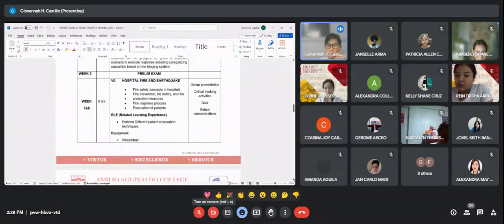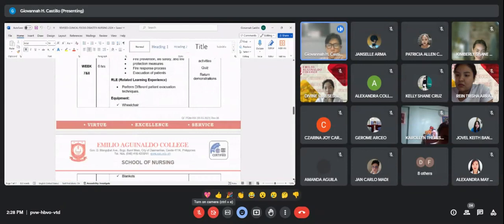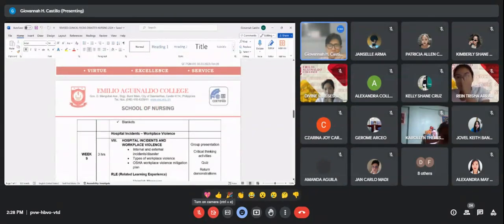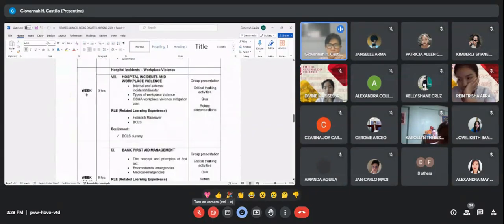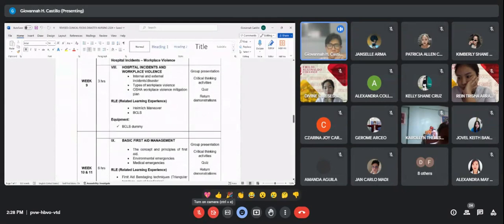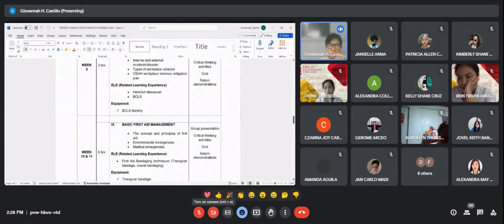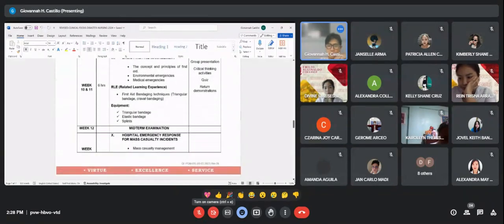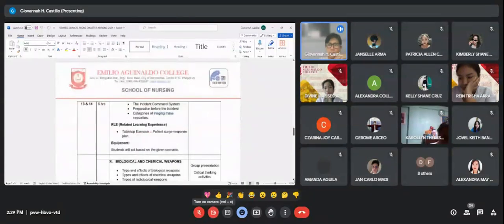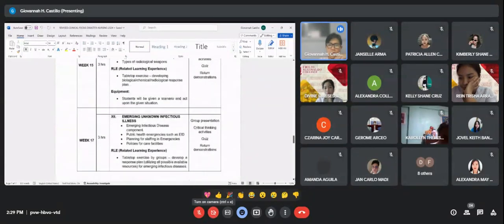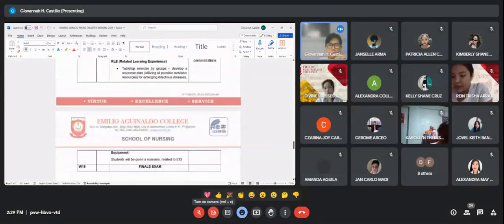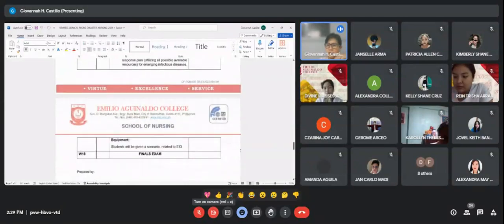Ganda to, dito talaga sa school yan. And pwede nyo gawin yung mga drills, mga return demonstrations sa field. Okay. Sige, hospital incidents or workplace violence, nandito pala yan. Basic first aid management. Okay. Yun. So, ito yung coverage ninyo ng inyong mga magaganap sa RLE sa inyong disaster nursing.